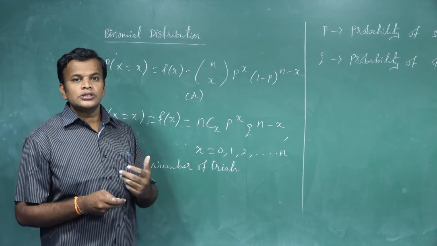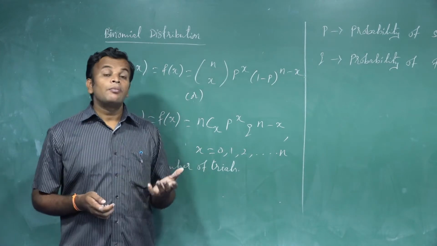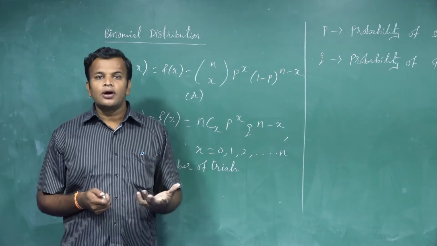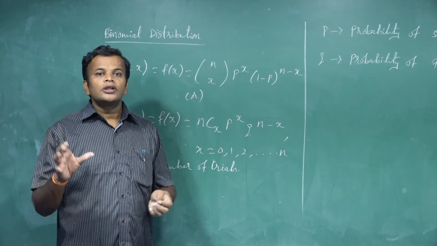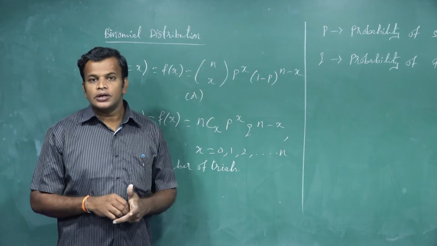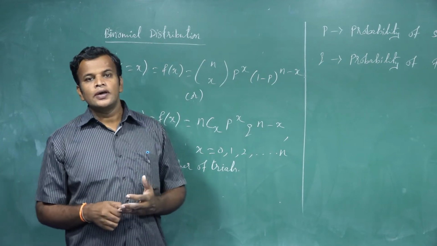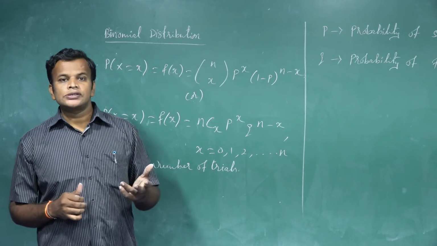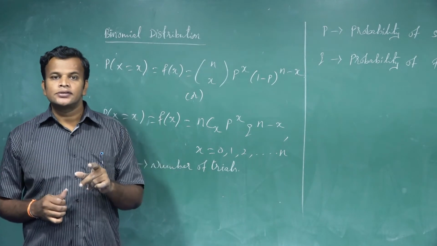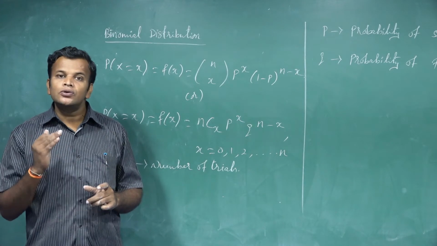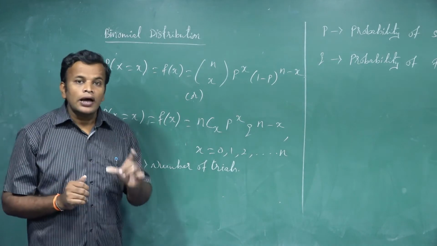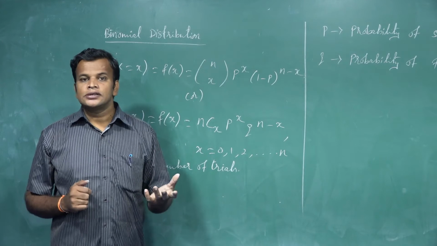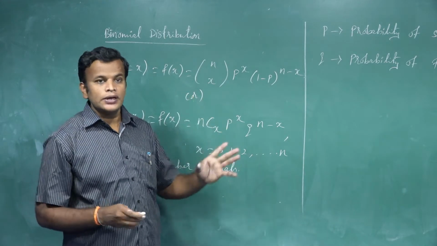In most questions, the word binomial is involved. Suppose in one or two sums the word is not involved, but the sample space is very large, then we use this formula and the answer will come automatically. So the binomial distribution formula is P of capital X equal to small x equals nCx p power x q power n minus x, where the value of x starts from 0, 1, 2, etc. up to n. Where n indicates the number of trials, p indicates the probability of success and q indicates the probability of failure.